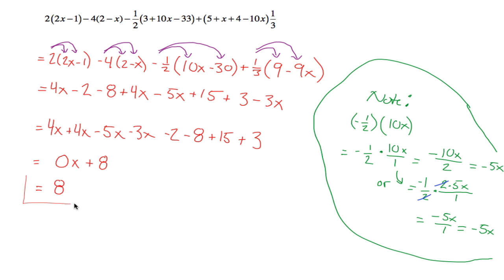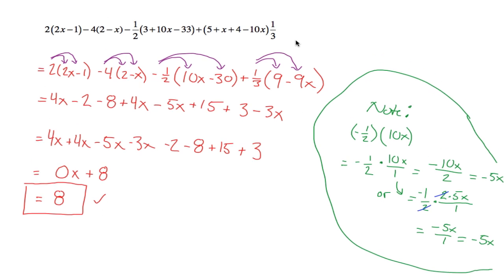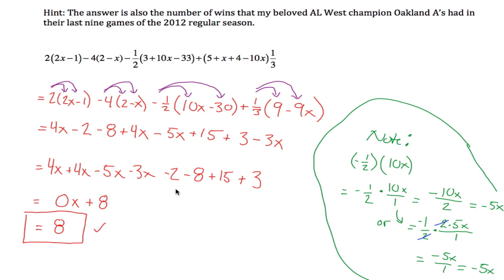So my final answer here would be 8, which sure enough, I'll put a little check mark by it because I happen to know that the A's won 8 of their last 9 games this season. So I guess that's the end of this perfect problem.